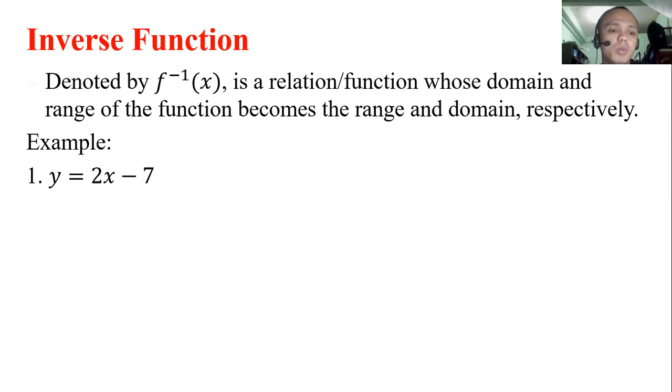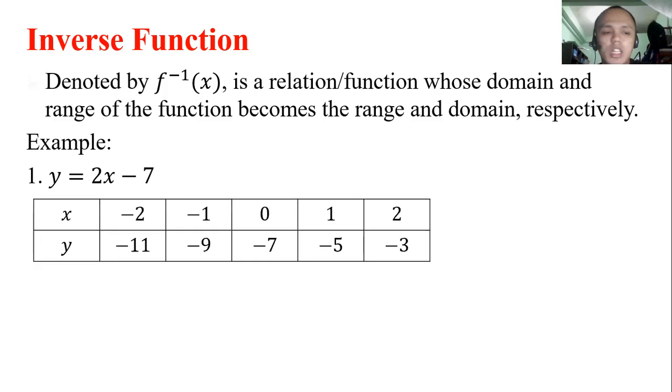Example here, we have y equal to 2x minus 7. So if we make a table of values here, a set of values of x, we have negative 2, negative 1, 0, 1, and 2. If your x is equal to negative 2, then your y is negative 11. If your x is equal to negative 1, then your y is negative 9 naman. If your x is 0, your y is negative 7. If your x equal to 1, we have negative 5 for y. And then if your x is equal to 2, then your y is negative 3. So ito yung table of values of this function.